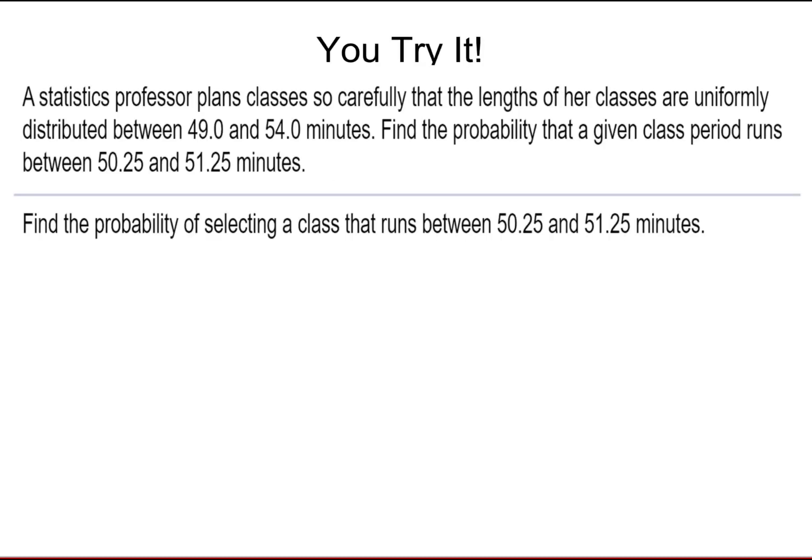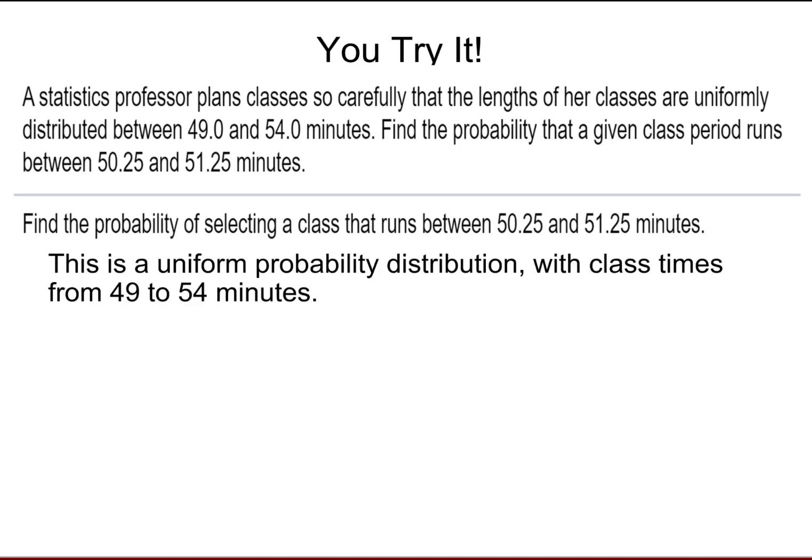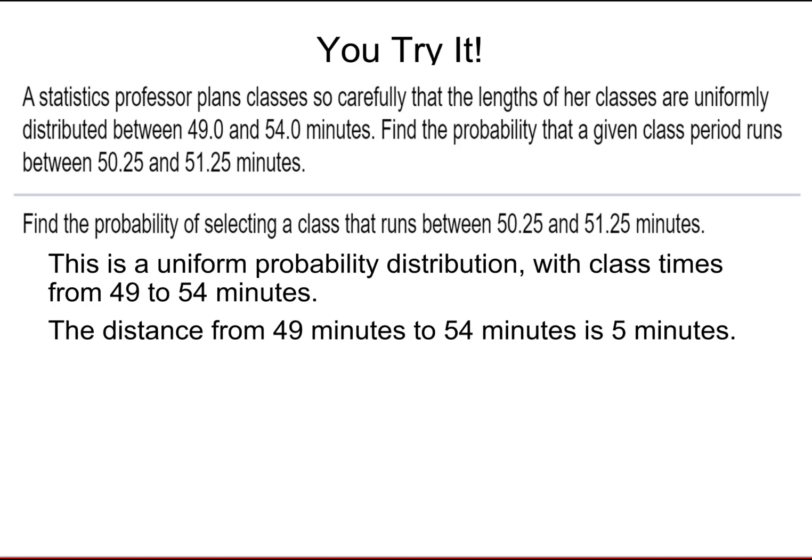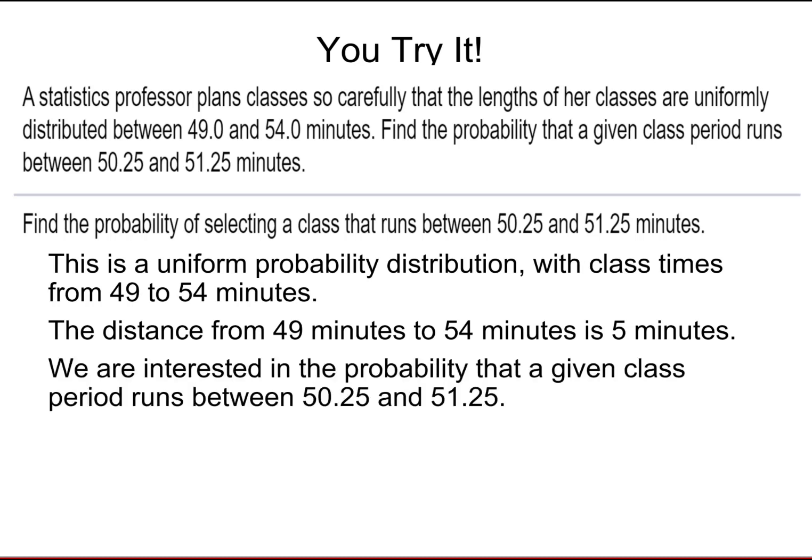So let's try another example, and this comes from your homework. A statistics professor plans classes carefully, so the lengths of her classes are uniformly distributed between 49 and 54 minutes. Find the probability that a given class period runs between 50.25 and 51.25 minutes. All right, so we think about what we talked about before. This is a uniform distribution, and the class times run from 49 to 54. So the range there would be 54 minus 49, which gives us a range of 5. And we're interested in the probability that the class runs between 50.25 and 51.25, which is a distance of 1.